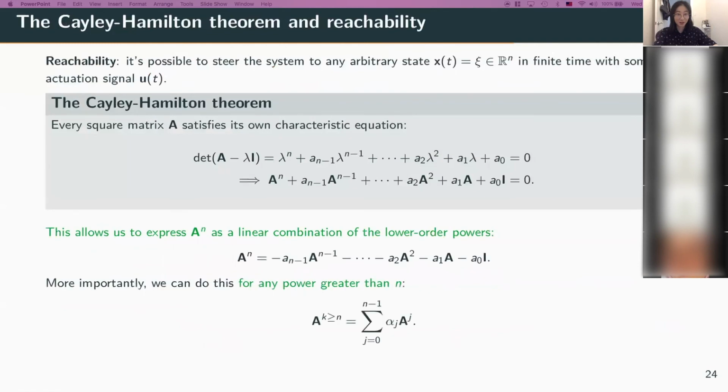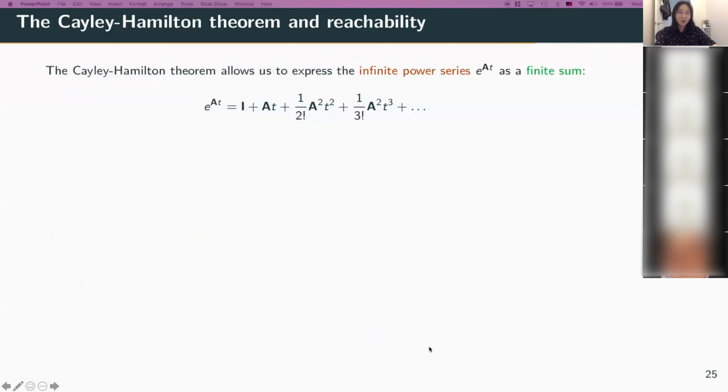So going back to Cayley-Hamilton, this is pretty cool. What's even more fascinating is that the Cayley-Hamilton theorem allows us to express the infinite power series that gives the matrix exponential as a finite sum. Recall that earlier I defined the matrix exponential e to the At to be this infinite power series: I plus At plus all the higher order powers.